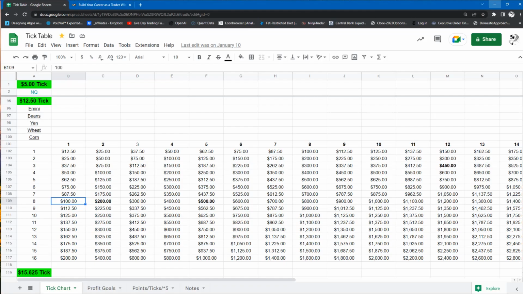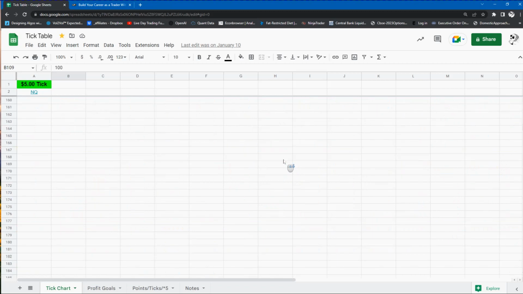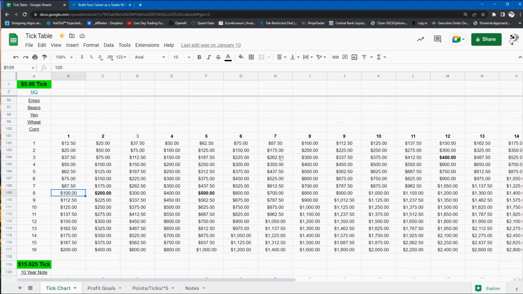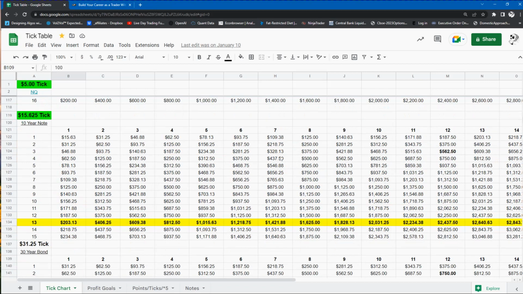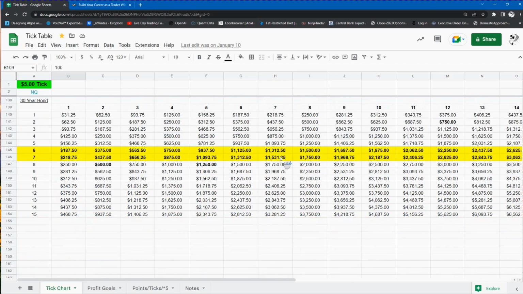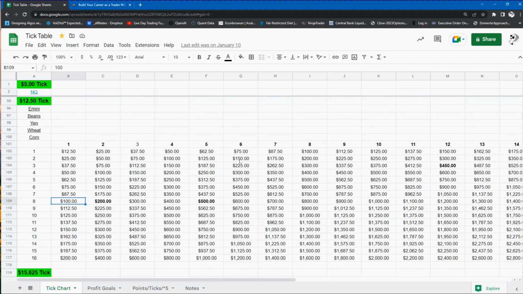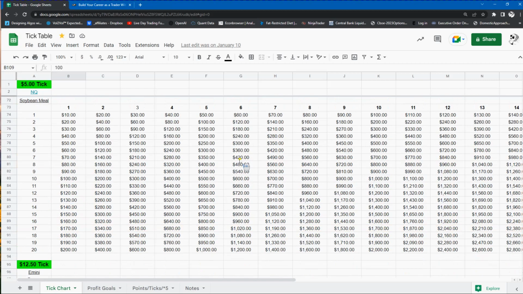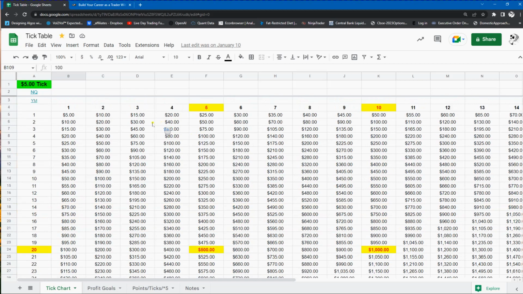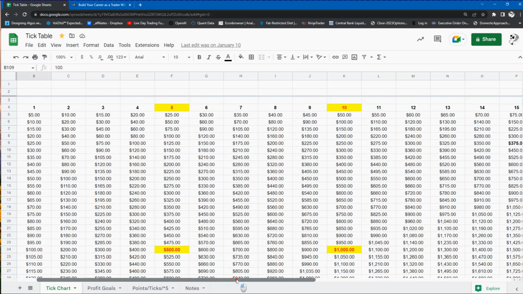If you would like a copy of my tick table, just send me an email. I've got all the contracts. I've got the wheat, bean, corn, the fixed income, 30-year, and the NQ and the currencies with, I mean, just about every contract's in here. And I go from one contract all the way up, I think, to 15.